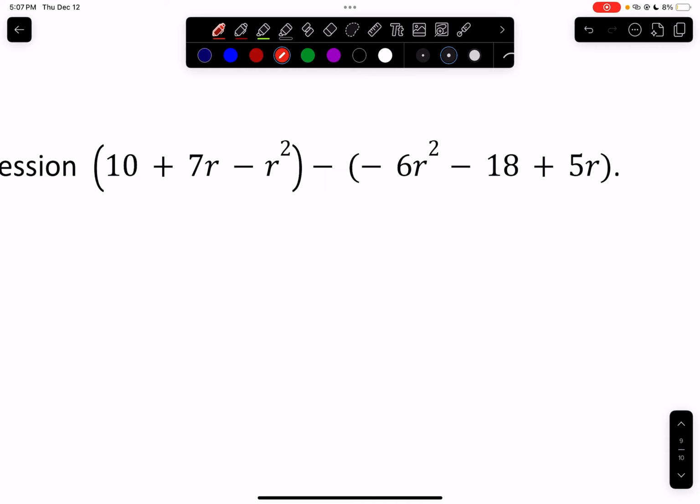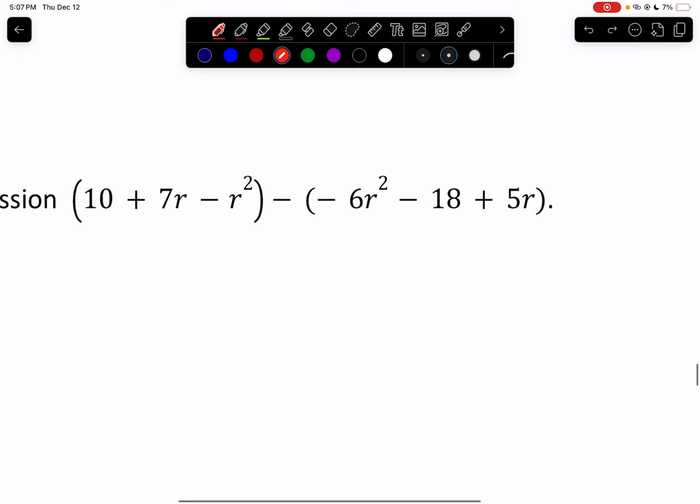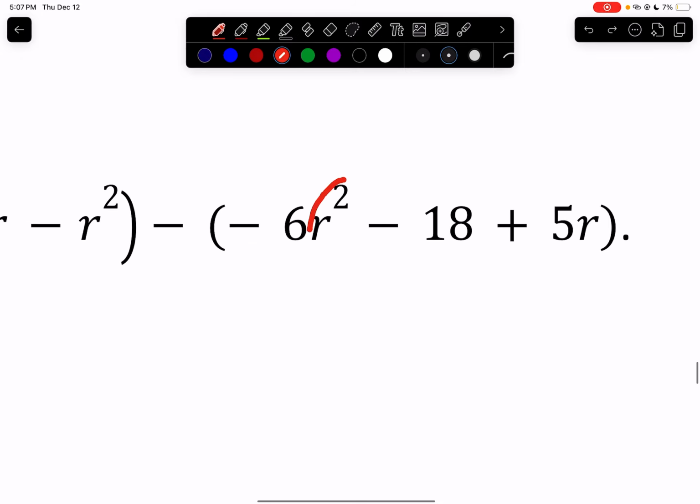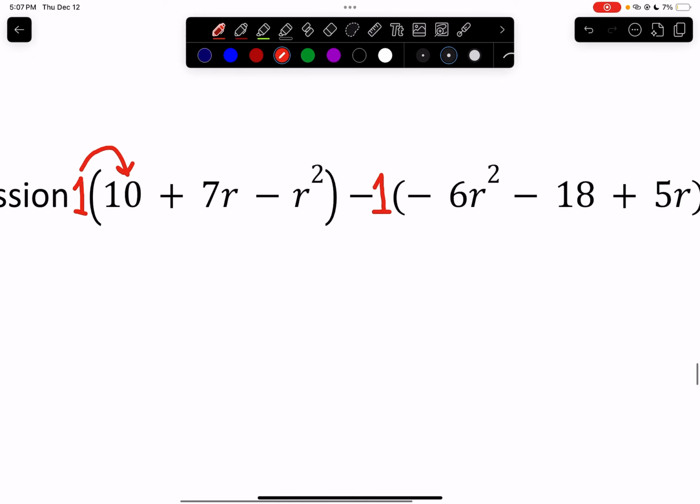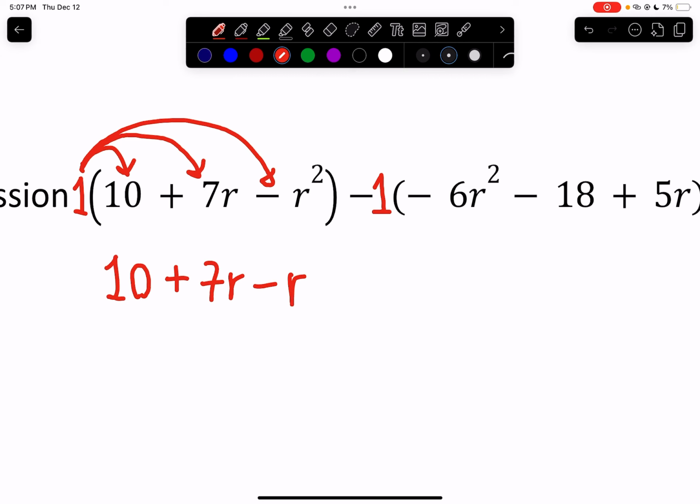Okay, the only thing that I'm seeing that's different here is that I have r squareds. So remember that the only thing being squared right here is the r. And you don't know what r is, so you can't simplify that any further. This stays r squared. You do not square the negative 6. So all I've got to do here is distribute and combine. I'm technically distributing a positive 1 right here. So I get 10 and then plus 7r and then minus r squared.